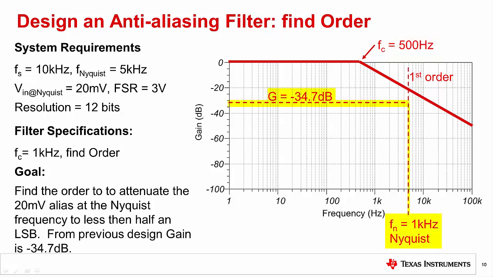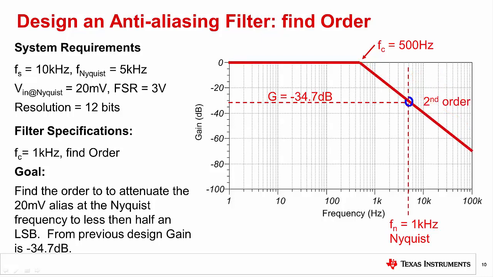From the previous problem, we saw that the attenuation was minus 34.7 dB. From this graph, you can see that a first-order filter doesn't meet the attenuation goal. The second-order filter meets the attenuation target exactly, so this is what we would use in a design. Using a higher-order filter would provide even better attenuation, but this would add complexity and cost to the circuit.